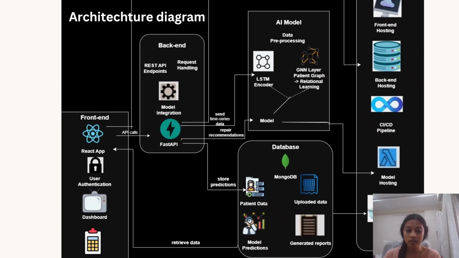This is the overall architecture of our system. The user interacts through the React-based frontend, where they can log in and view the dashboard. The frontend communicates with the backend using API calls. The backend is built using FastAPI, which handles requests, processing, and sends the patient time series data to our AI model. The AI model consists of an LSTM encoder and a GNN layer that together generate patient outcome predictions. Once the prediction is made, the results are stored in the MongoDB database and can be retrieved back to the frontend for display. The entire system is hosted and managed through cloud deployment and CI/CD pipelines to ensure smooth operation and updates.